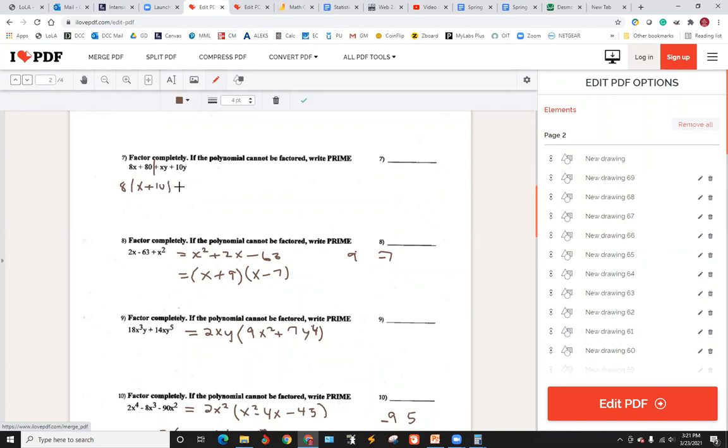Bring down that sign. What's common between both is just a y. And then it's x plus 10. See, that's factoring by grouping. You end up with that repeating factor that you're only going to write once. So that's, again, factoring by grouping.